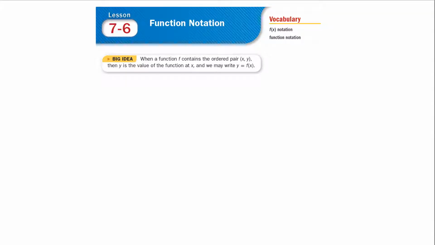Hey, we're on to 7.6, which is function notation. We all know what this looks like from our calculators. It's this idea that when I have a function, I've got an ordered pair. Y is a value of the function of x. We might write this as y equals f of x.